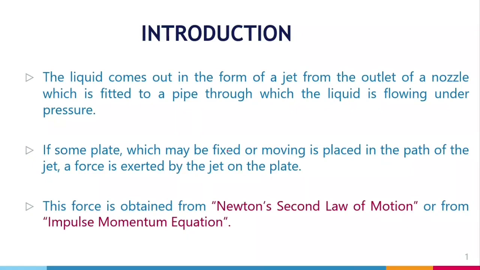Mass of the fluid into acceleration of the fluid. But we cannot directly substitute acceleration here, because the water is coming out from the nozzle, traveling some distance, and then falling on the surface. So directly you cannot substitute acceleration. So instead of substituting the acceleration value directly in F equal to ma, we again take the help of the impulse momentum equation.